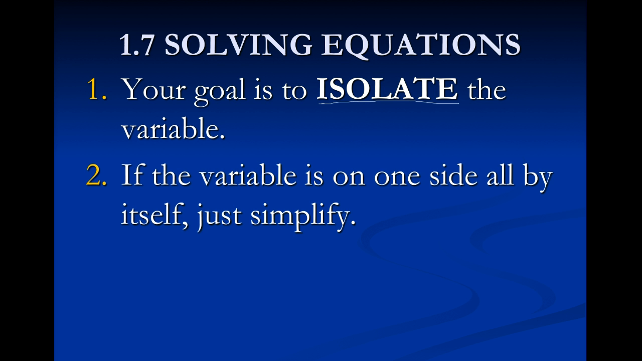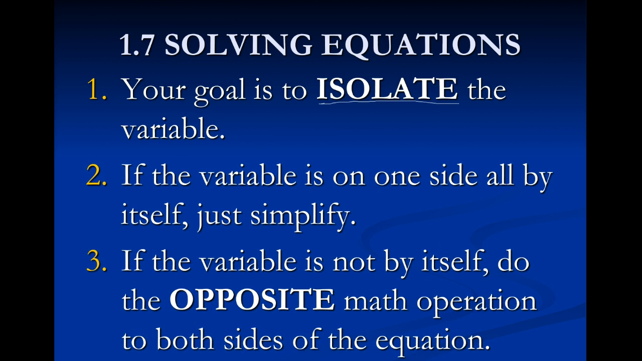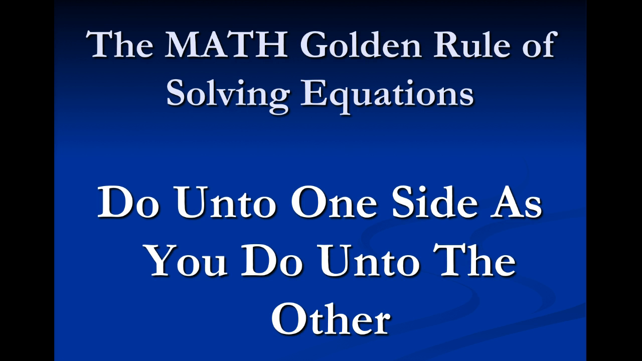Step 2, if the variable is on one side all by itself, then all you have to do is simplify. Think of that as just doing the math. And if the variable is not by itself, do the opposite math operation to both sides. We're going to see examples of that later, but that's just the how-to. Then on the bottom of page 16, we have an important rule for solving equations. Do unto one side as you do unto the other. In other words, if you add something to one side of an equal sign, you have to do it to the other side too. That's basically how you solve equations. Again, that's something we'll be practicing all year long, but it's important stuff for you to be familiar with.